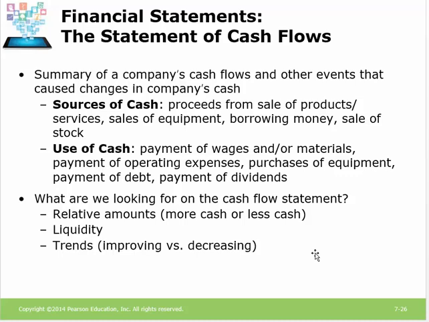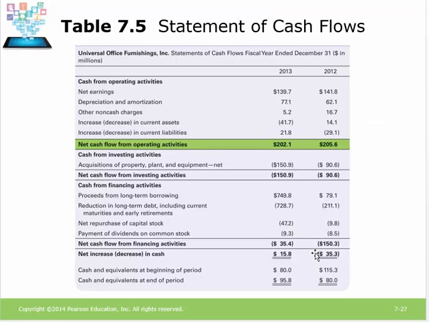How much cash does the company actually produce during the year? So here we have a statement of cash flows for Universal Office Furnishings, and you can see here the net cash flow from operations. This company this year has generated $202 million in cash from running its office furnishing company. Now you can see that that's down from last year. How did that go down?